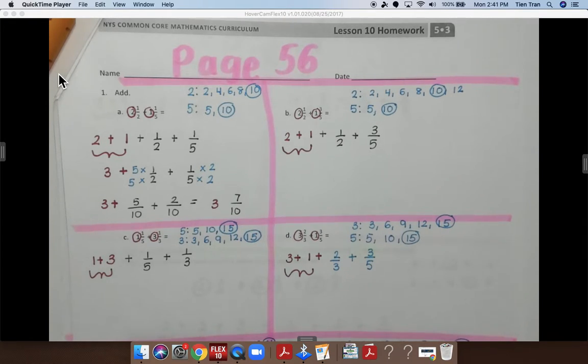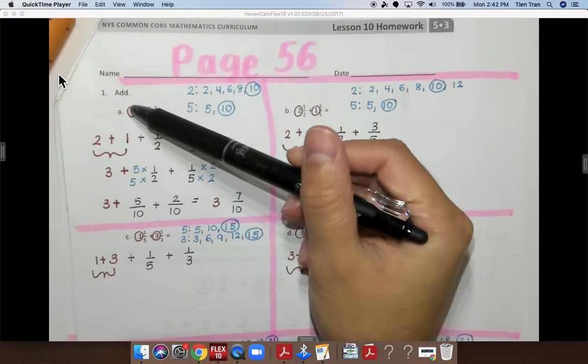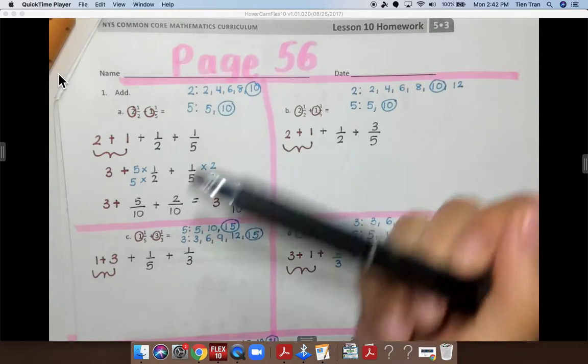We are on page 56, lesson 10 homework. Please make sure you are turning to the correct page. So today we are adding mixed numbers together and subtracting mixed numbers together. You'll notice that there is a difference for adding and subtracting, but you'll also notice that you need a common denominator. So first things first, we have 2 and 1/2 plus 1 and 1/5.